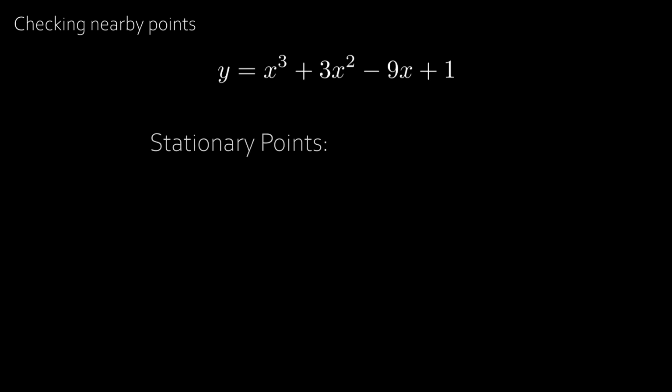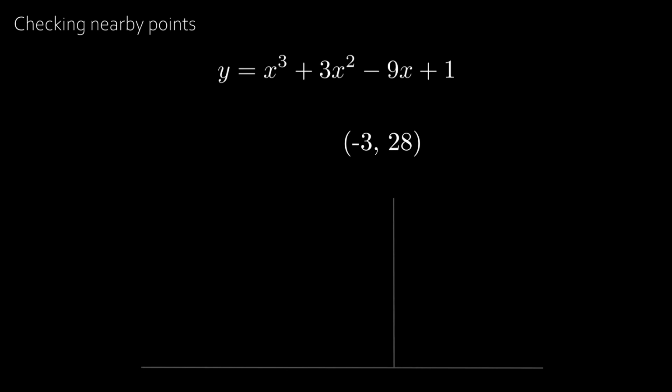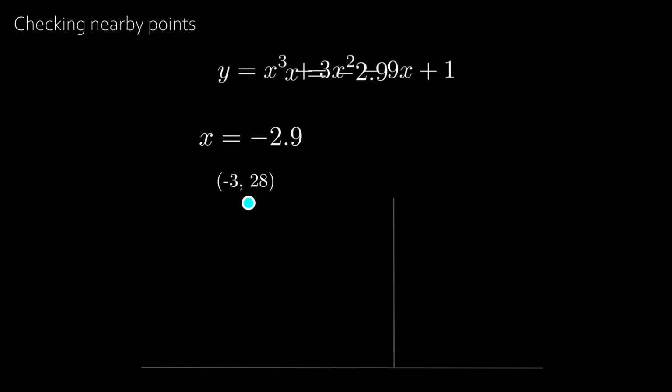So let's take our original equation again, and like before, we find out that our stationary points are (-3, 28) and (1, -4). Now let's focus on the point (-3, 28), and let's plot this point on a graph. Now consider a point that's just to the right of this point. So take x equal to -2.9. Now substituting this into our equation gives y equal to 27.941. Now let's plot this coordinate on the graph here, and now let's consider another point that's just to the left of our stationary point.